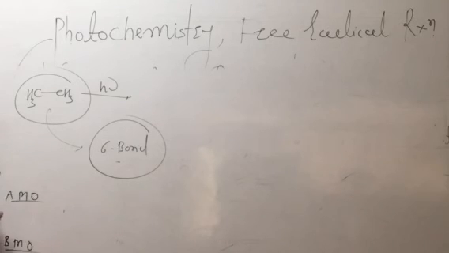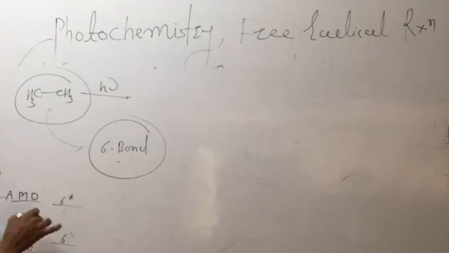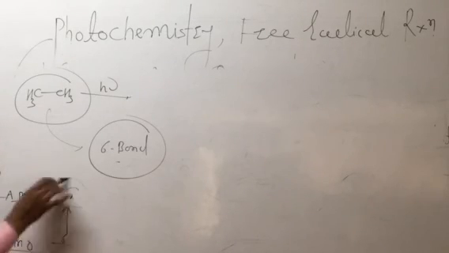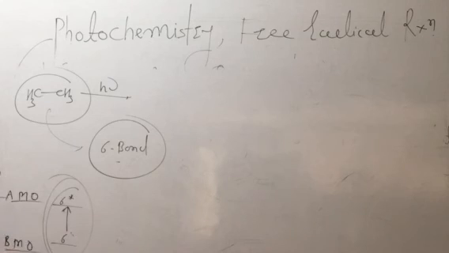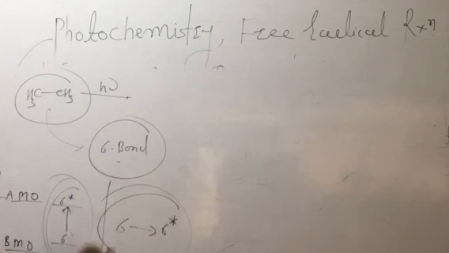Here the bonding molecular orbitals go to anti-bonding molecular orbitals. If we have a sigma bond, this sigma bond is converted into what? Again sigma, with a star. This concept we are applying. So the electronic excitation takes place from sigma to sigma star. Electronic excitation takes place from sigma to sigma star. So the ethane molecule obeys sigma to sigma star.